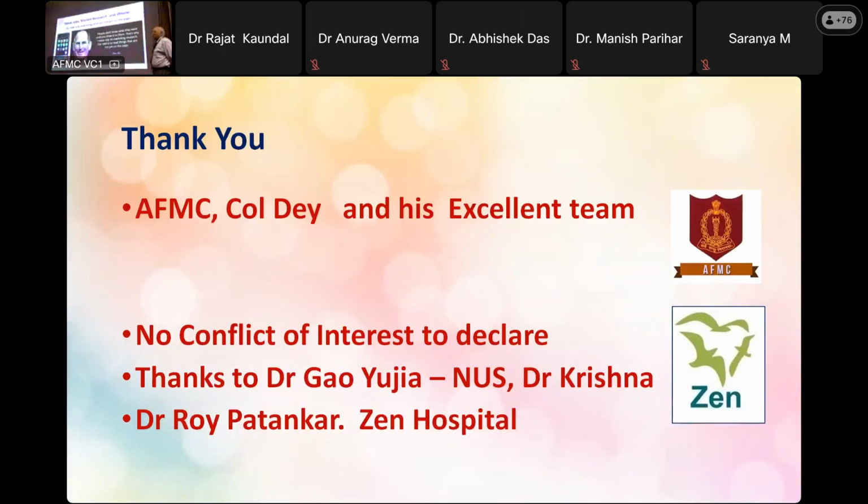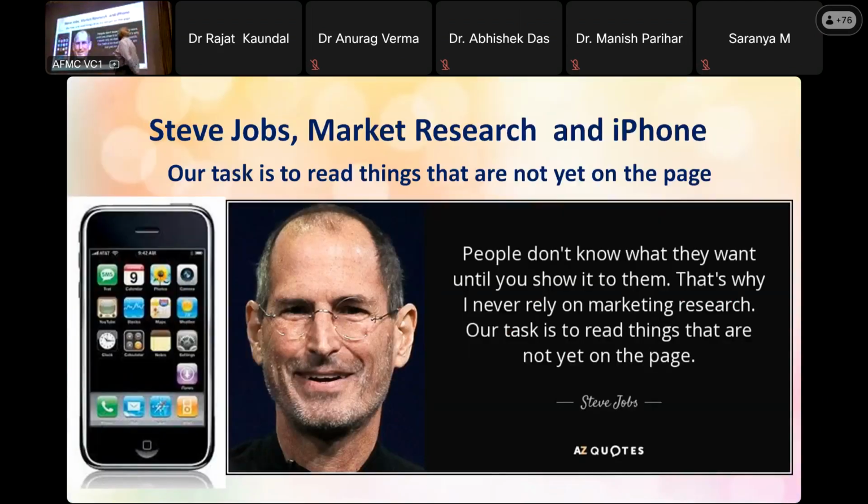Now, I always believe I'm an Apple fan and I always feel Steve Jobs, market research and iPhone. Our task is to read things that are not yet on the page. Anybody who has seen 2007 when iPhone was introduced, what was a phone for communication has become a computer in our hand. So it completely changed the way we looked at mobile.